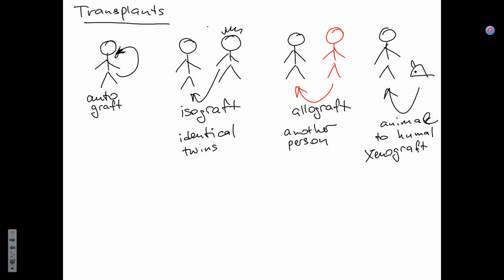But obviously, there were attempts to do xenografts like taking a heart. There were attempts of transplantation of organs from animals to humans. They failed, all of them, because there's too much difference. So what is the main problem in transplantation? Rejection.